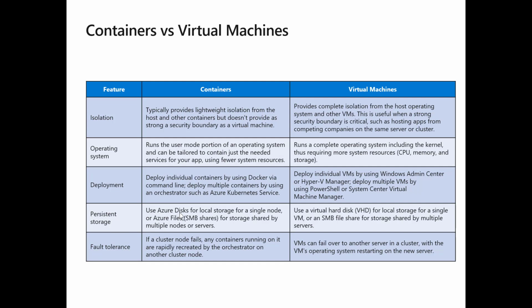When it comes to persistent storage, in containers, we can use Azure Disk and attach that Azure Disk to a single node of the container. Or you can use Azure File Share or SMB Share if you want to use the same Azure file share across multiple nodes in the container. For virtual machines, you can use VHD for a single machine, or you can use SMB file share for multiple machines. From a fault tolerance perspective, if in a cluster one node fails, then the orchestrator can recreate that node very easily. But in case of a virtual machine, if you are deploying a virtual machine inside a cluster and that VM fails, then it can fail over to another VM in the same cluster.